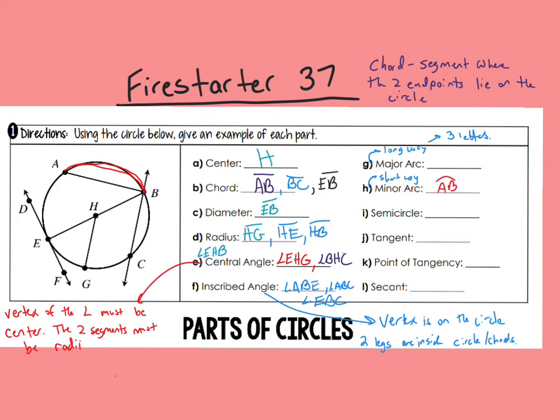Now, if I took the long way to go from A to B, I would get to pick any of these points I pass along the way. I could say AEB, AGB, ACB. All right. So we'll say ACB, and that's my arc. You could also say AGC. You could also say AGB. So any of that.